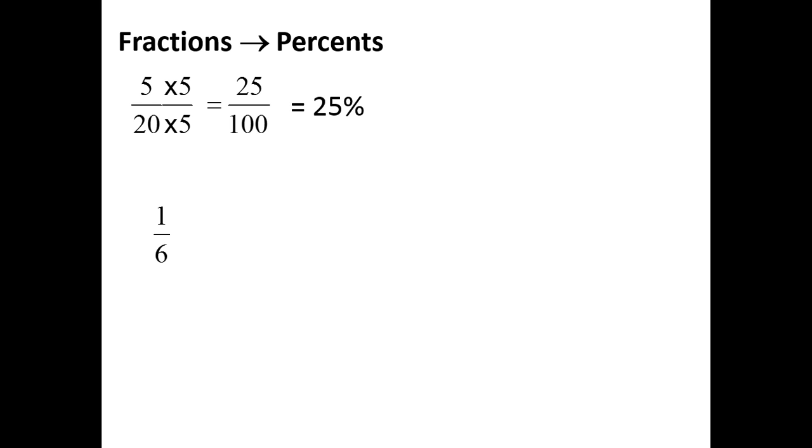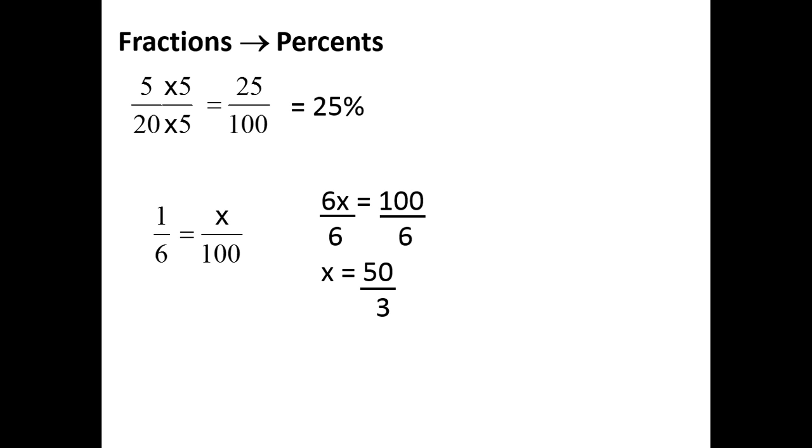Now, if you have a fraction that has a denominator that cannot easily be multiplied by something to give you 100, then you have a little different approach to changing it to a percent. Remember, percent means out of 100, so we're going to write this as a proportion. And we're going to say 1/6 is the same thing as how many hundredths. So 1/6 is the same thing as x over 100. If we cross multiply and solve, we'll get x equals 50/3.